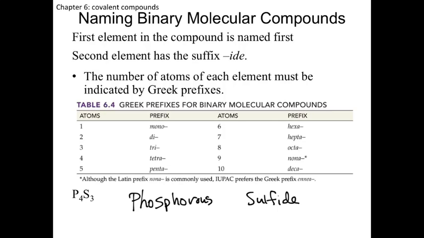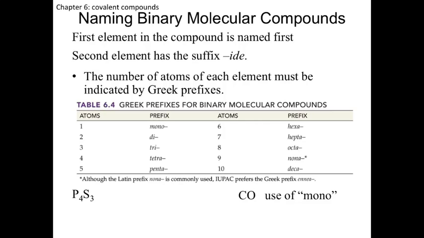Because we now also have amounts in our formula, we're going to have to go through and specify those. The 4 translates to tetra. That needs to show up in front of the phosphorus, so it becomes tetraphosphorus. The 3 shows up in front of our sulfur, which is our trisulfide. So the name for this compound is tetraphosphorus trisulfide. Okay, fairly straightforward as long as we know what our Greek prefixes are.